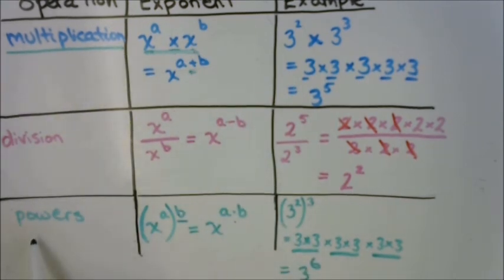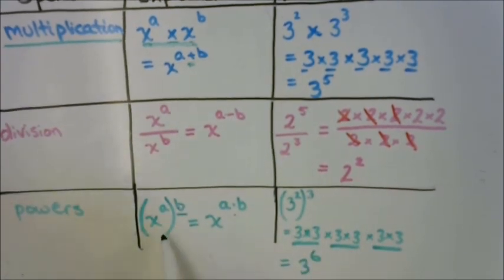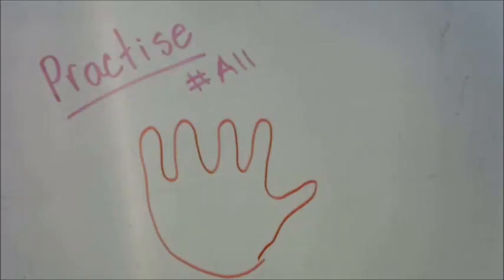With the power of powers rule, okay, we have a power raised to an exponent. So we have a base raised to an exponent, and then the whole thing raised to an exponent. And then we're going to be multiplying them, and we've shown why that works in our concrete example, and we'll be using them more often.